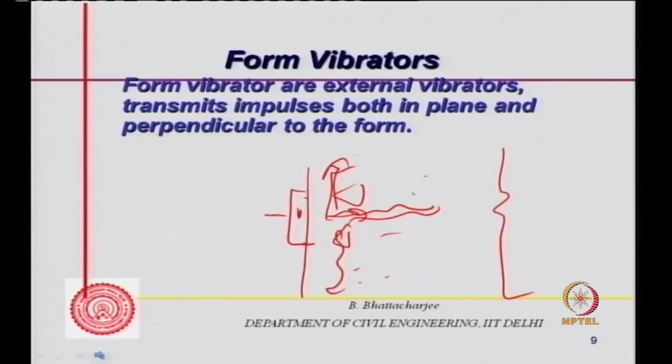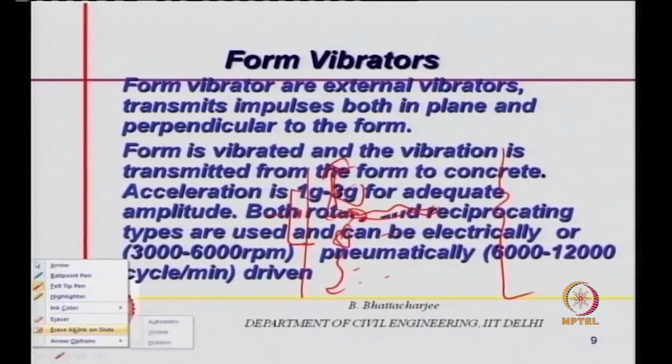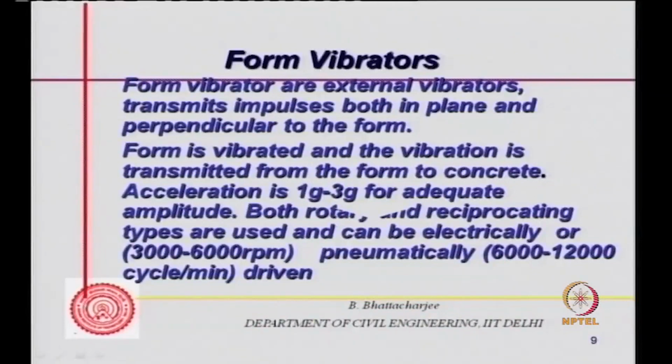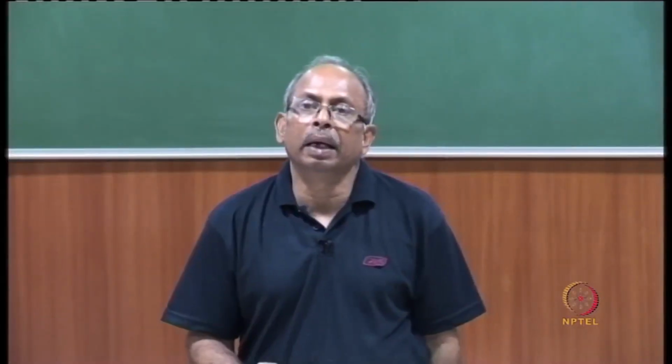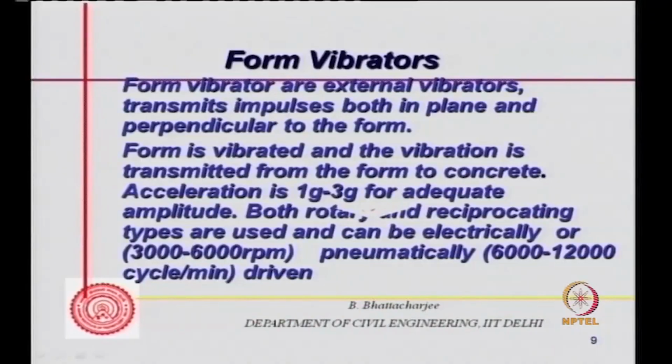I deliberately didn't want to put in a figure because then I'll be going too much into the equipment part of it. Now, the form is vibrated and vibration is transmitted from the form to the concrete. Its acceleration generally ranges from 1g to 3g for adequate amplitude. Both rotary and reciprocating types are used and can be electrically or pneumatically driven. So basically you can have both rotary type and reciprocating type, electrically or pneumatically operated.